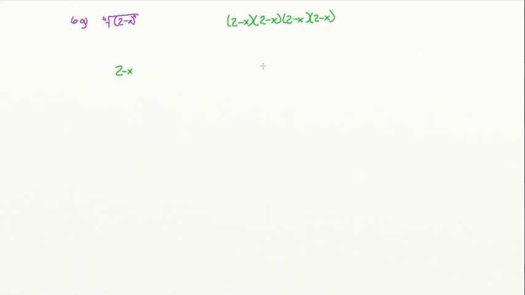We could look at that as exponents as well. So 2 minus x to the 4th, and our 4th root becomes a 1/4 exponent. Multiply your exponents together, you get a 1, because 4 divided by 4 equals 1. So you get 2 minus x all to the 1.